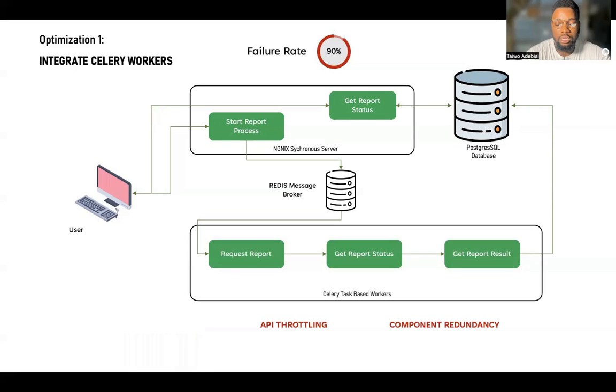Immediately, the first thing we did was get rid of our server timeout error, because everything now runs asynchronously in the background, independent of our server. By the time they're done, they just store the result in the database. And so that error was immediately gone, and that brought down our failure rate to 50%.